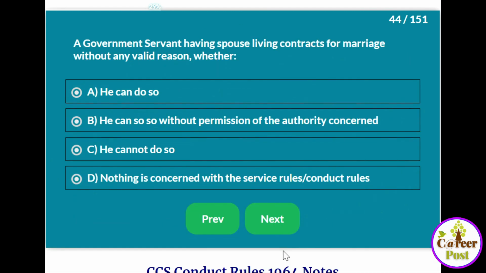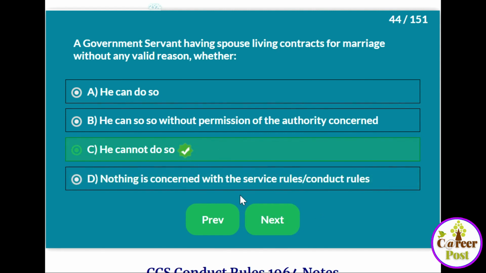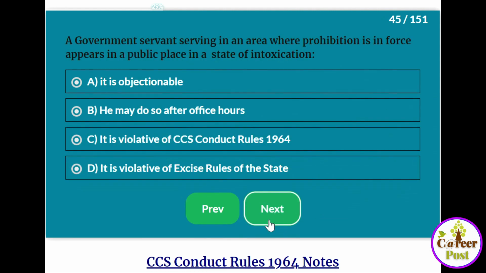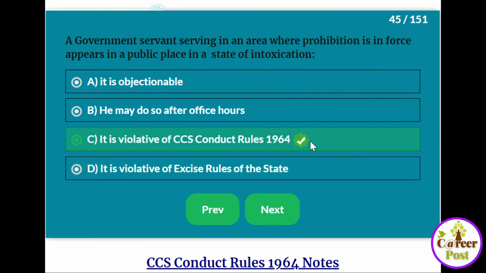A government servant having a spouse living contracts a marriage without any valid reason. Whether he can do so? He cannot do so as per conduct rules. A government servant serving in an area where prohibition is in force appears in a public place in a state of intoxication. It is objectionable. He may do so after office hours. It is violative of CCS Conduct Rules 1964. It is violative of excise rules of the state.